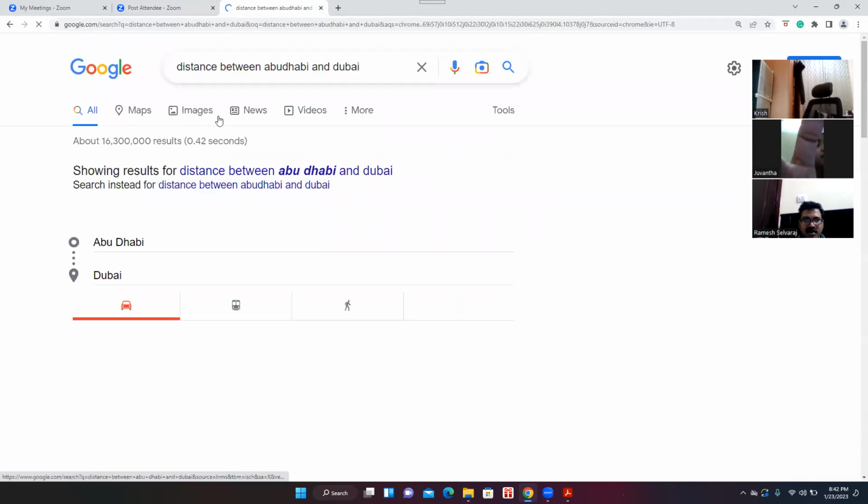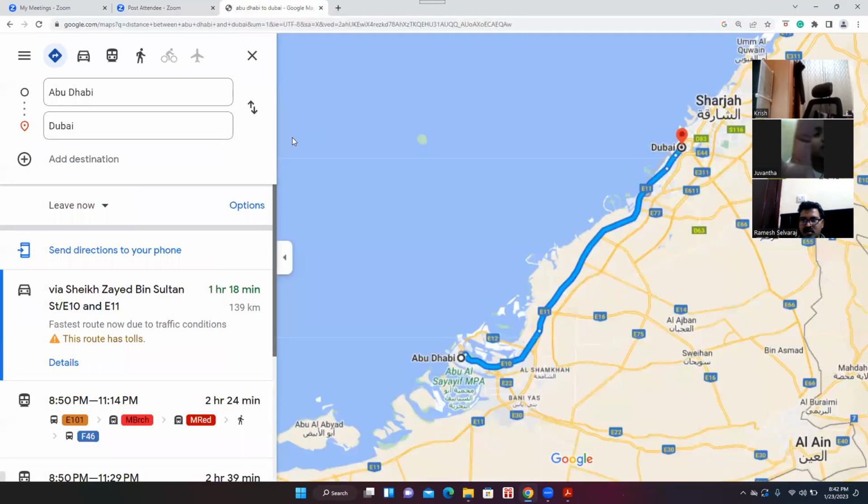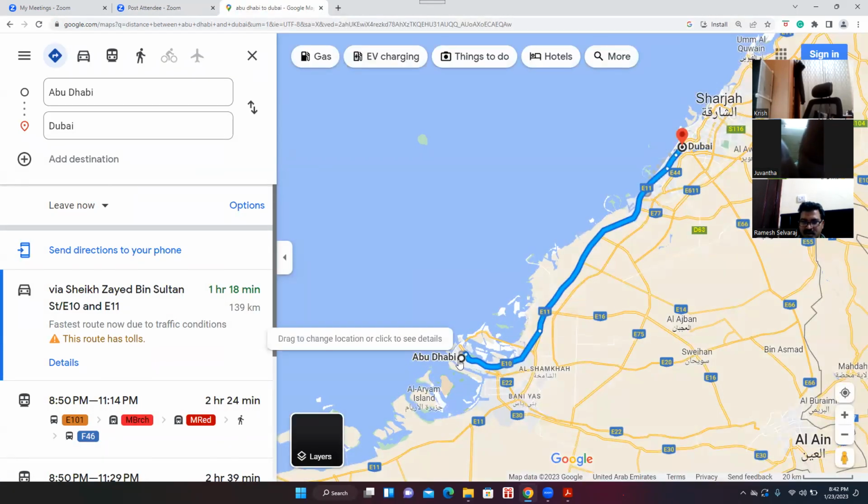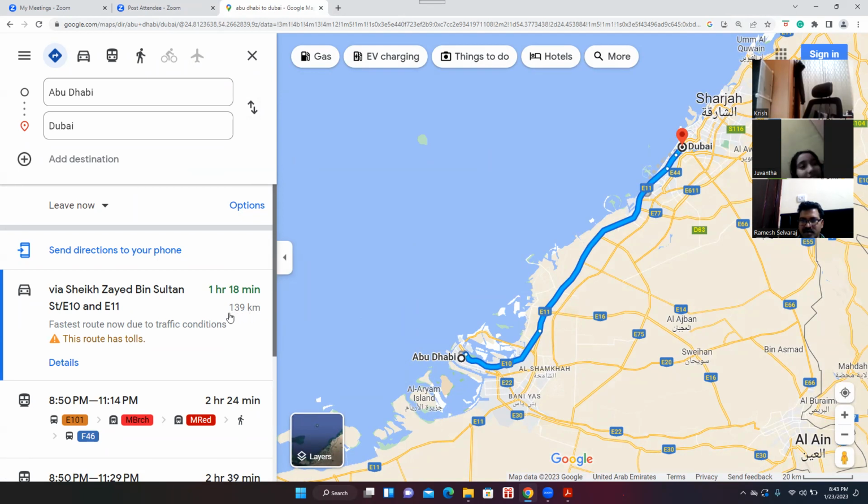Let us find out the distance between Abu Dhabi and Dubai. You see here, this is Abu Dhabi, and this is Dubai. It is showing how many kilometers? It will show 139 kilometers. So if someone asks you what the distance between Abu Dhabi and Dubai is, you can say it is 139 kilometers, right?